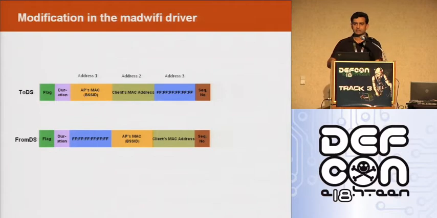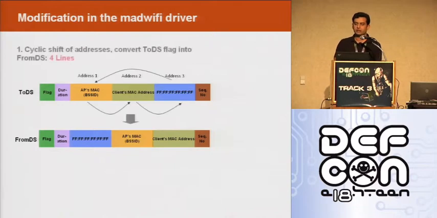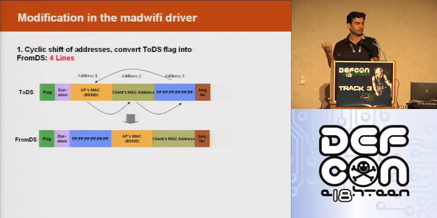But if you notice, there is not much difference between a ToDS frame and a FromDS frame. If you do a cyclic shift, a ToDS frame will become a FromDS frame. You move address 3 to address 1, address 1 to address 2, and address 2 to address 3, and it will become a FromDS frame, right? And this requires 3 lines of code to do that, and 1 line of code to change the ToDS flag to the FromDS flag. So in 4 lines of code, you can actually convert a ToDS packet into a FromDS packet.